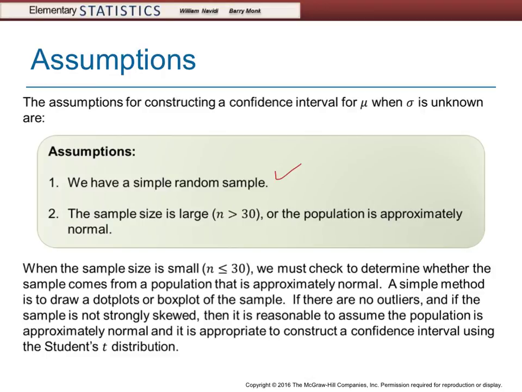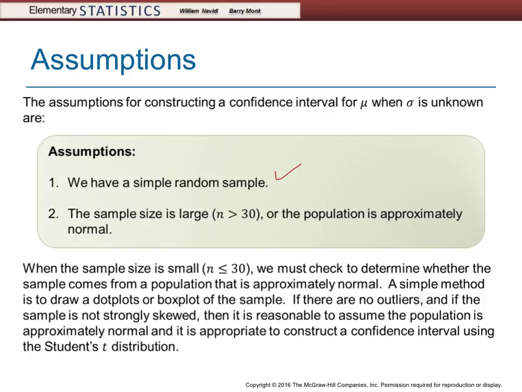When the sample size is small, less than 30, we must check to determine whether the sample comes from a population that is approximately normal. A simple method is to draw a dot plot or a box plot of the sample. Also find the skewness measure.